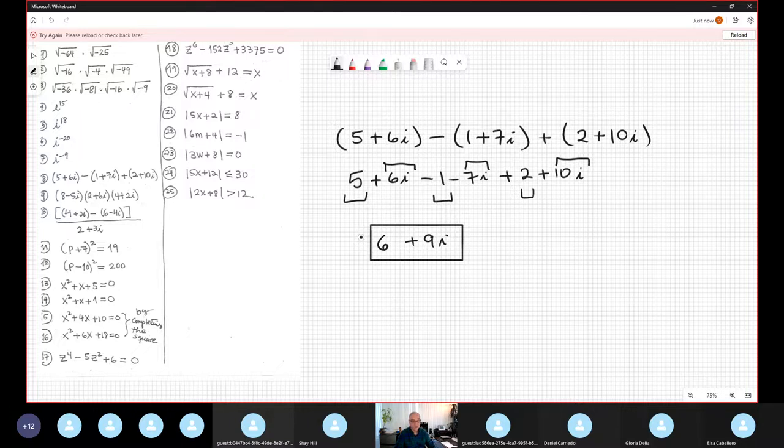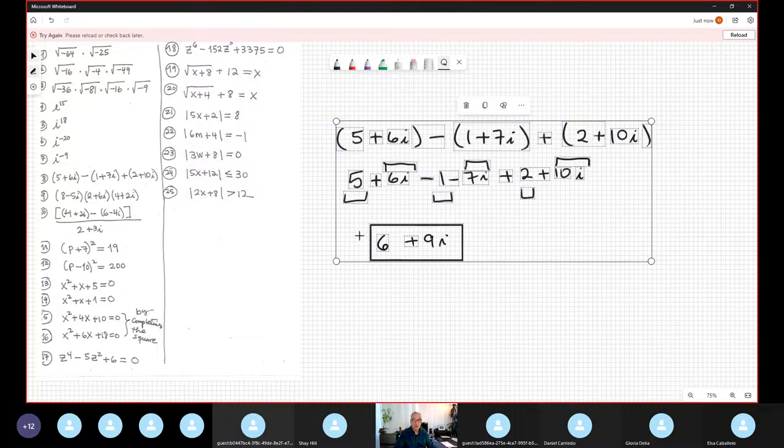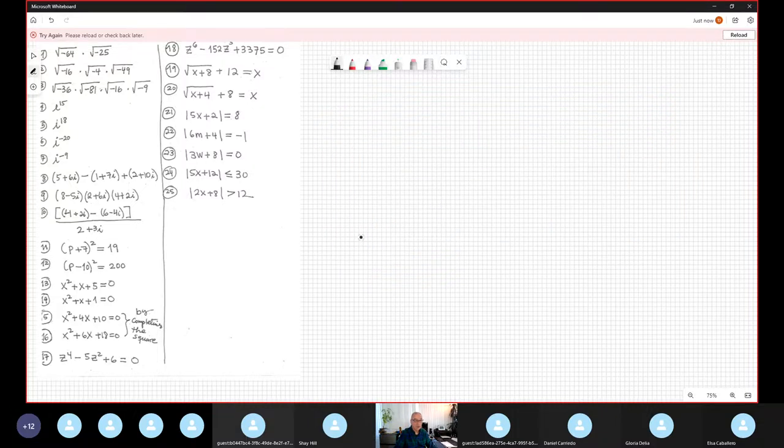FOIL is a mnemonic device to remember multiplication. Okay, the next problem. Everything is clear? Yes. Okay, let's do the next one. The next is multiplication. You apply FOIL. But in this case, in number 9, you multiply 3 complex numbers. It's not important. You are doing exactly the same with 3 or 4 or 2. You apply FOIL, but you apply FOIL 2 times. And you can apply the associative property.